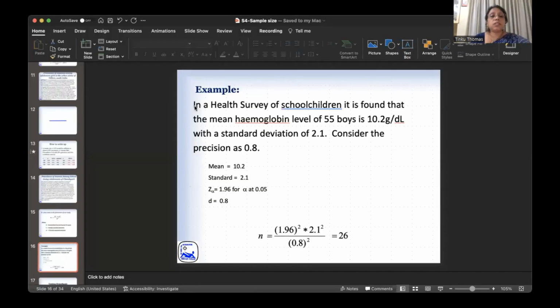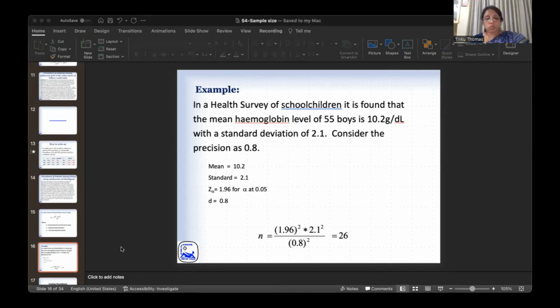So this option does not hold good now. There are multiple options here. So instead of estimating a single proportion, I'm going to estimate a single mean here. So estimate a single mean, expected standard deviation. Expected standard deviation was 2.1. You can see that here, 2.1.